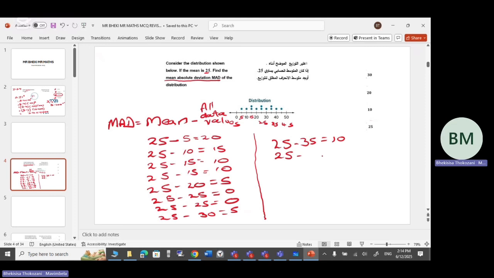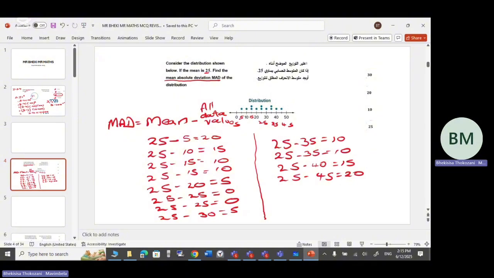25 minus another 35. Why another 35? Because there are 2 dots. 35, which is giving us 10, and 25. Now minus 40. There's only 140 there. Minus 40. So which is going to give us 15. And then we have the last one, which is 25 minus 45. And that is going to give us 20.